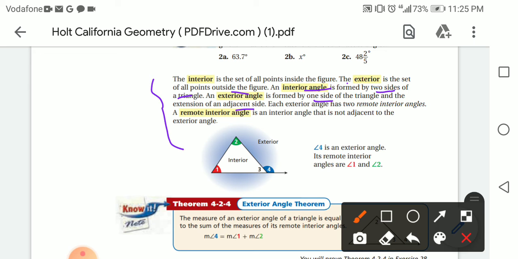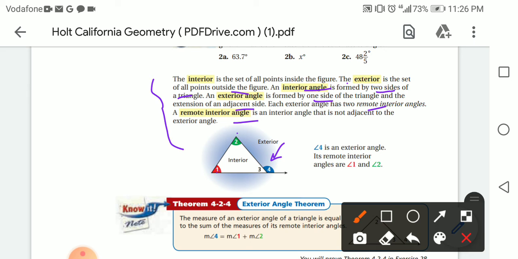Each exterior angle has two remote interior angles. A remote interior angle is an interior angle that's not adjacent to the exterior angle. As you see here, I have interior angles 1, 2, and 3. The exterior angle here is 4. Its remote interior angles are 1 and 2.